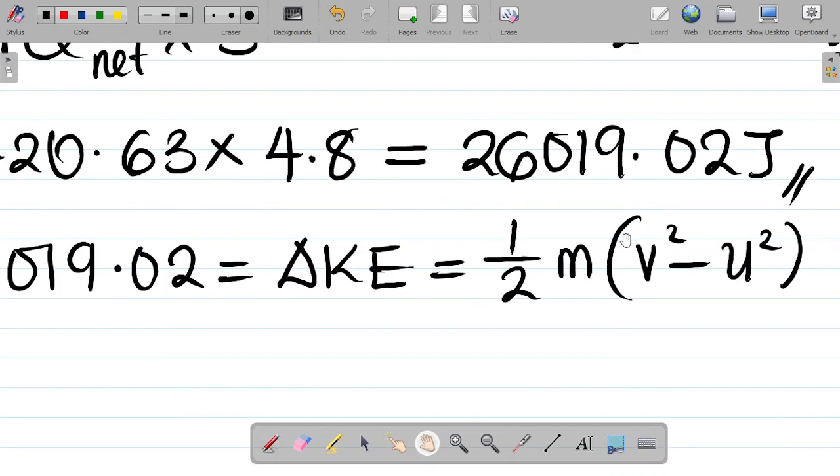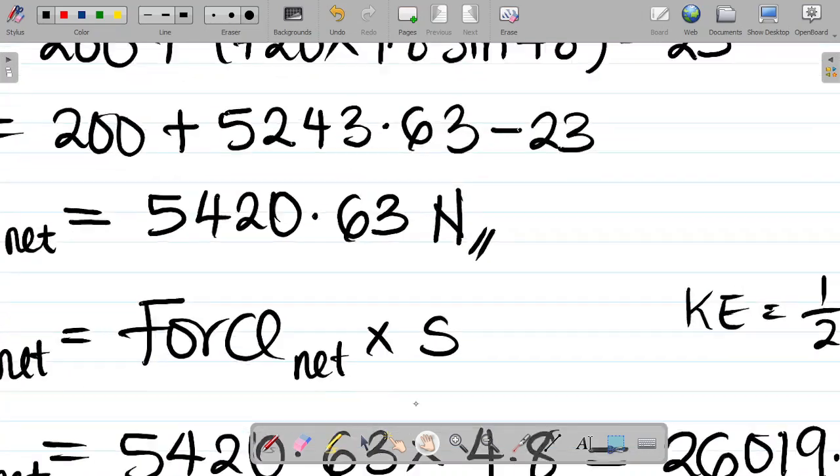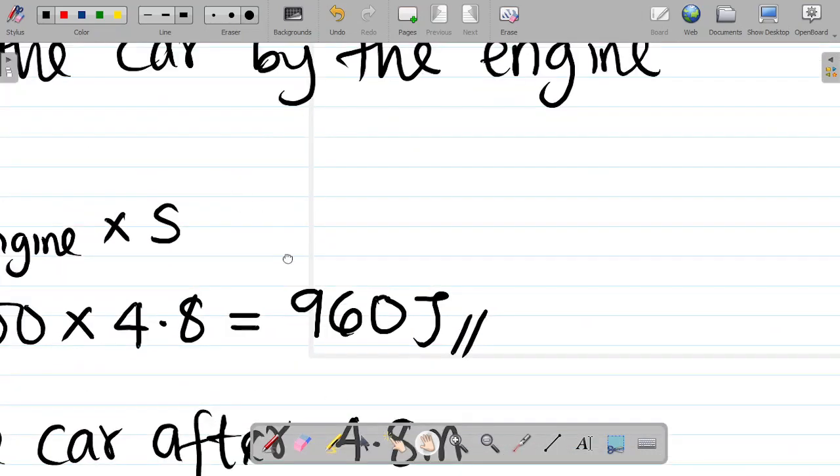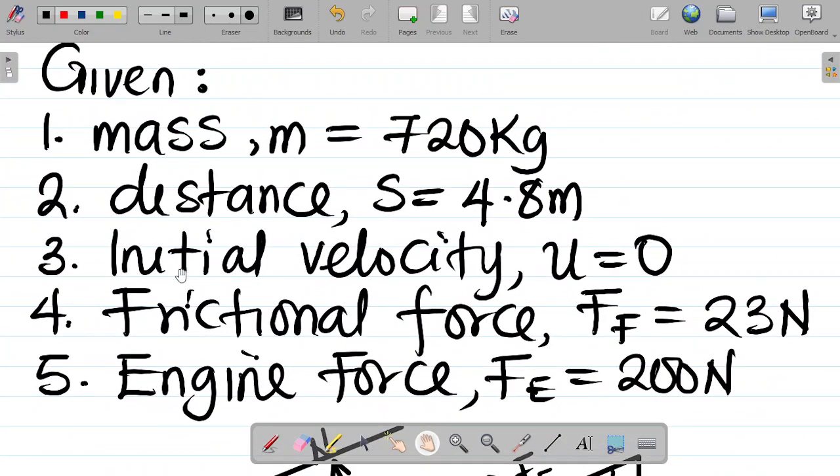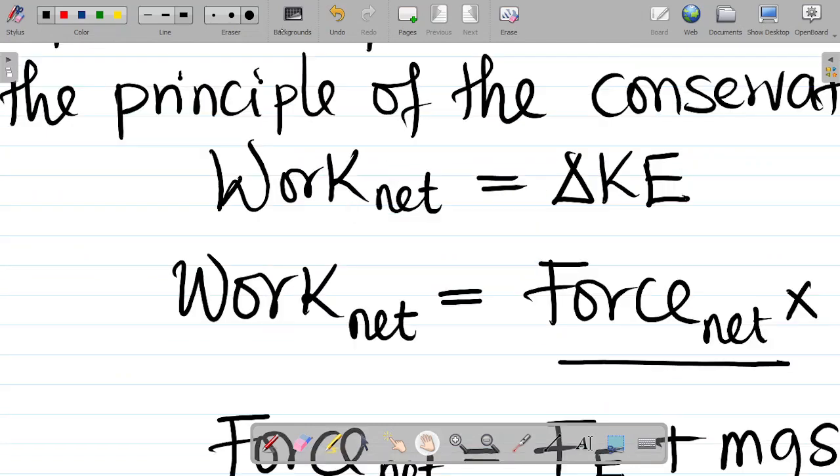Now this v squared is what you are asked to calculate: the velocity of the body after it moves 4.8 meters. That's what you are asked to find. But what's the value of u? That becomes the question. Going back to my question, they said the car starts from rest. We're given that. So when it starts from rest, the initial velocity u is equal to 0. So go back to this.